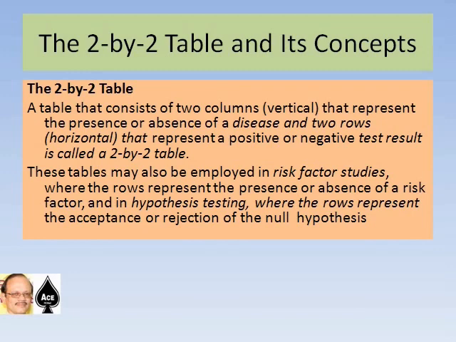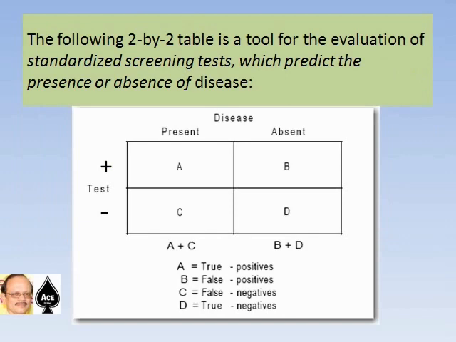The 2x2 table and its concepts. The 2x2 table, a table that consists of two columns, that is vertical columns that represent the presence or absence of a disease, and two rows, that is horizontal, that represent a positive or negative test result, is called a 2x2 table. These tables may also be employed in risk factor studies, where the rows represent the presence or absence of a risk factor, and in hypothesis testing, where the rows represent the acceptance or rejection of the null hypothesis.